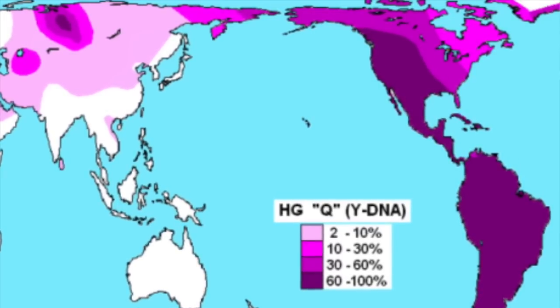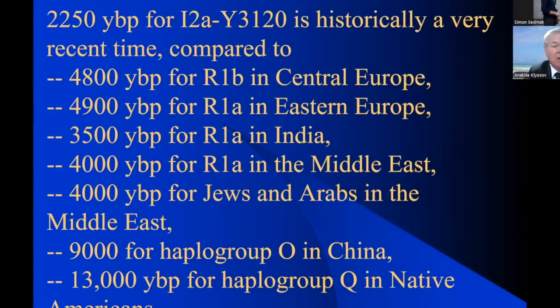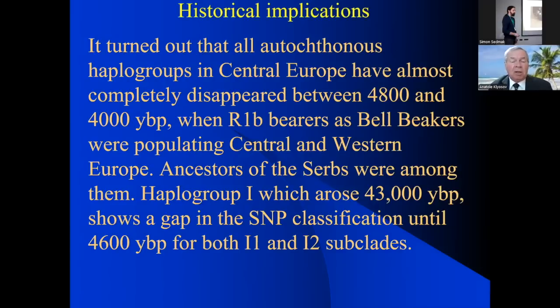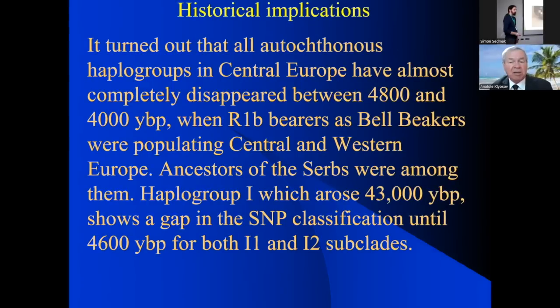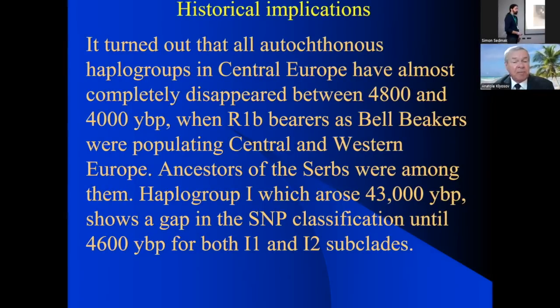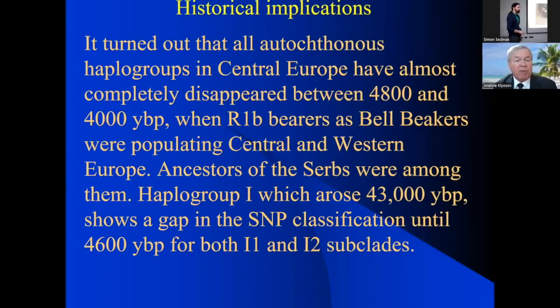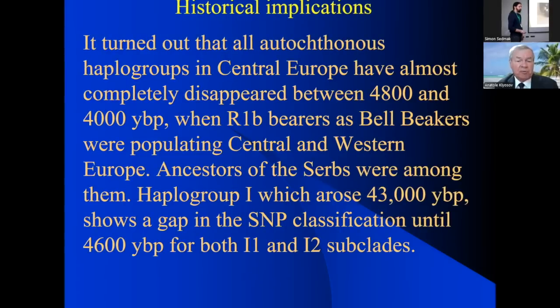So you might ask, why so recent for the Serbs or former Yugoslavians, let's put it that way? Why is it only roughly 2,200 years? Well, it turned out that all autochthonous haplogroups in Central Europe almost completely disappeared between 4,800 and 4,000 years ago, when R1b bearers as Bell Beakers were populating Central and Western Europe.